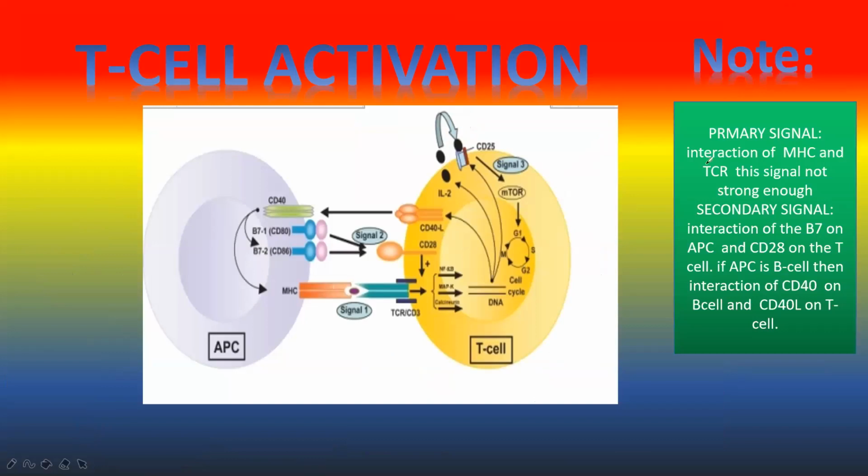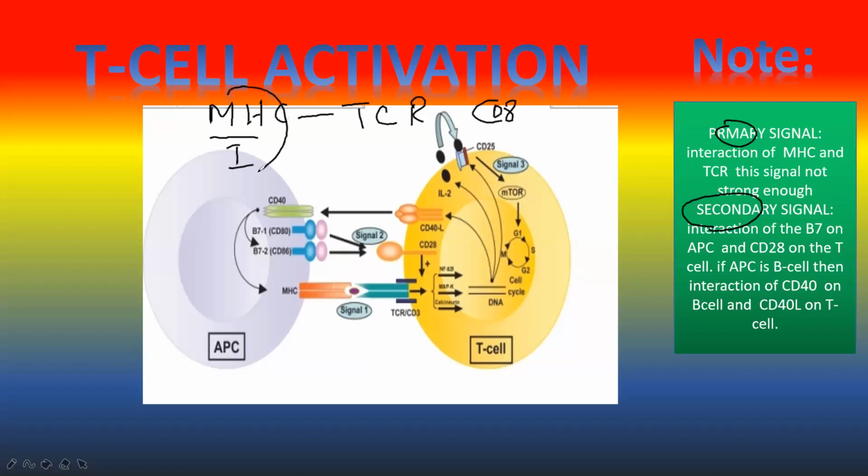Activation we also did, primary signal and secondary signal, okay? Must keep in mind, what's a primary signal? Primary signal: MHC protein interacts with T cell receptor, okay? MHC 1 is for which receptor cell? 1 is for CD8, okay? And if the protein is MHC 2, then it is the T cell receptor of CD4, okay? This is a primary signal.